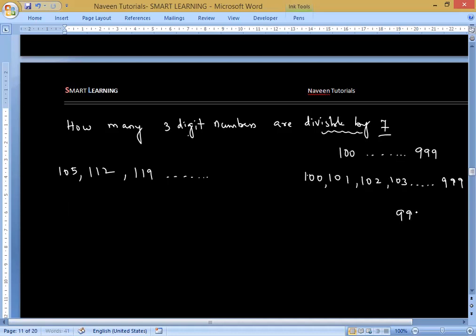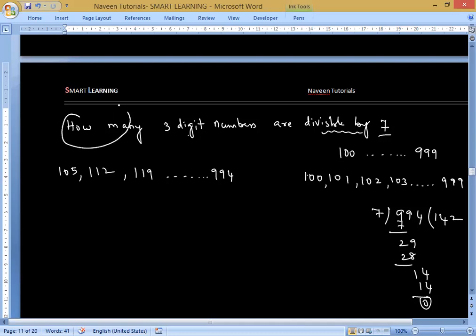So 994. 7 ones are 7, 2, 9. 7 fours are 28, again 1. Next value is 14, 7 twos are 14. So I'm getting 0 here. So the last term is 994. Using the dividing method, I found the first term, second term, third term, and also the last term. So my question is, how many terms divisible by 7 are there from 105 to 994?